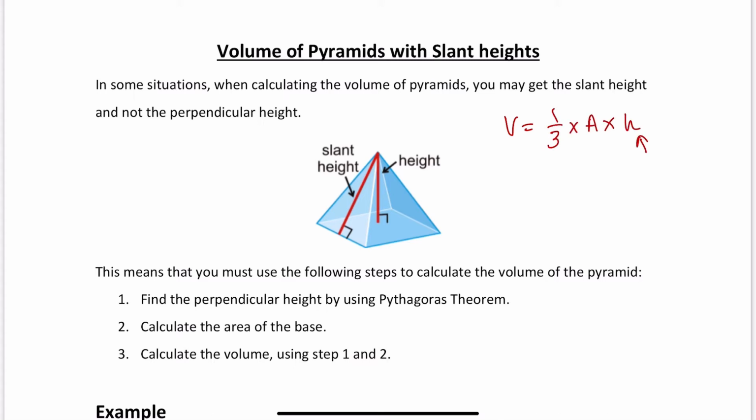This height needs to be the perpendicular height, which is the one that is from the base to the top. So it's this one here. I'll just highlight it in pink. Okay, it's that one there. But what happens when you're given the slant height, which is this one highlighted in green? Well, you need to follow these steps right here.